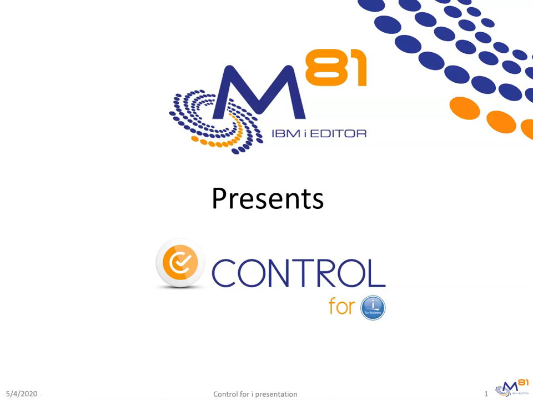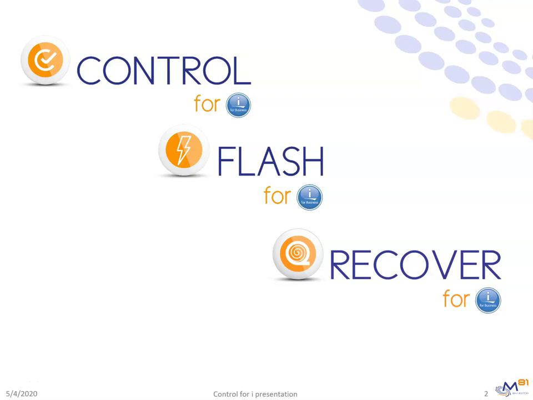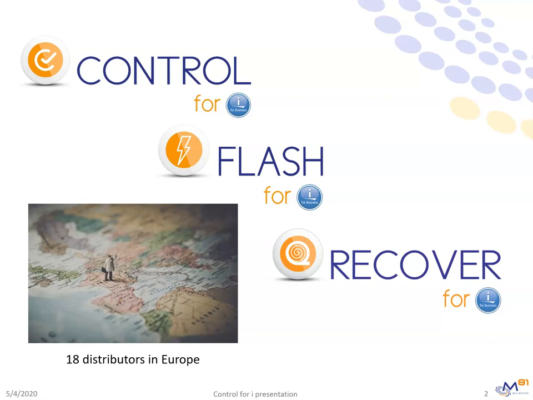And welcome to this presentation of Control4i in a very short format of about 10 minutes. The M81 product family is made of Control4i, Flash4i, and Recover4i. In this video, I'm going to introduce you to the product Control4i. For the other products, I invite you to go and see their presentation in similar 10 minutes videos. M81 distributes its products all over Europe via a network of 18 distributors for the moment.